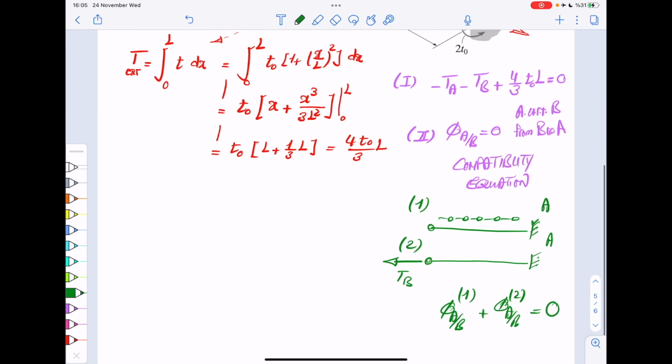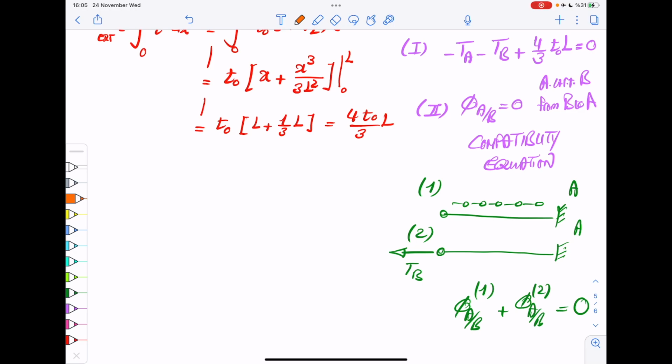For the first system, you should do the same thing for both of them, but let's look at the first system first. So you cut it here, and we need to calculate the angle for any distance x from B. Let's say this is our x coordinate. If you want to calculate the angle, that would be the integral from that point to x of T(x) dx divided by GJ. That's clear, right?